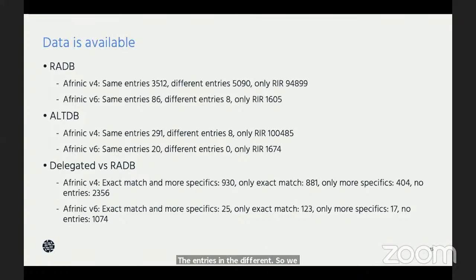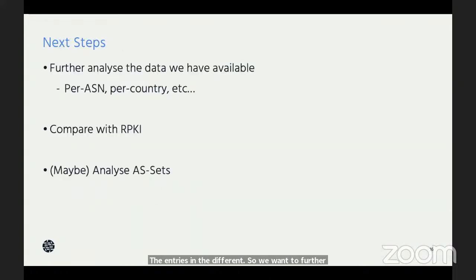We want to further analyze this data, for example, with a per ASN or per country analysis, and produce some statistics on a per network basis. We also want to compare this with RPKI, because as you know, RPKI has now become the de facto and most secure source of information with regard to routing. So it's good to compare what we have in RPKI and what we have in our IRR, and hopefully have the two databases match at some point in time.